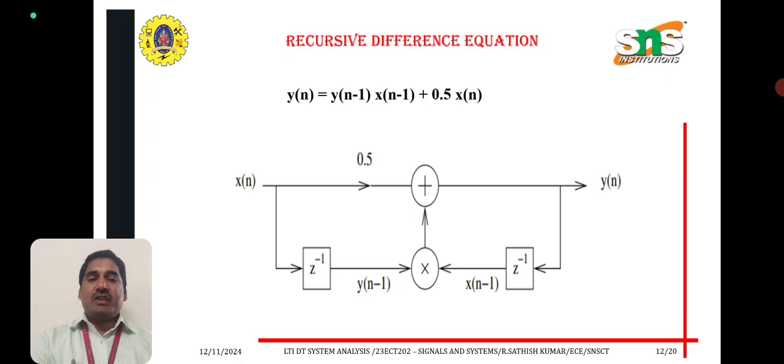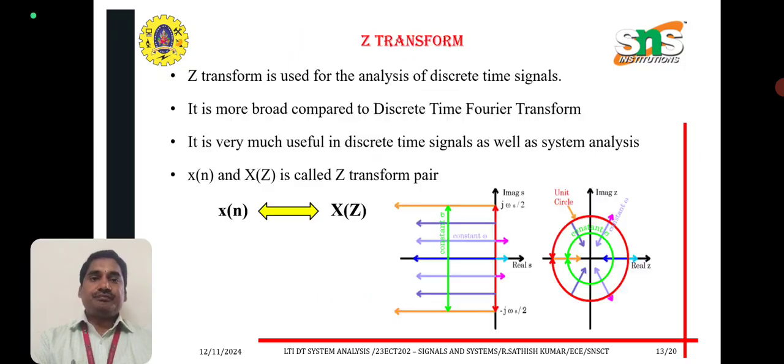Y of n is equal to y of n minus 1 plus 0.5 into x of n. X of n multiplied with 0.5, we can get it as 0.5 into x of n. That can be added with x of n minus 1, multiplied with y of n minus 1, which produces the output y of n.